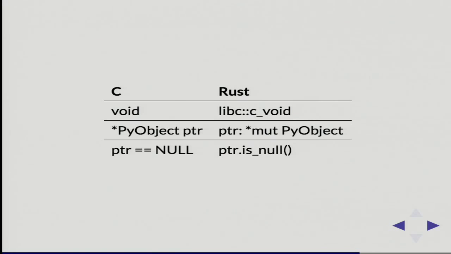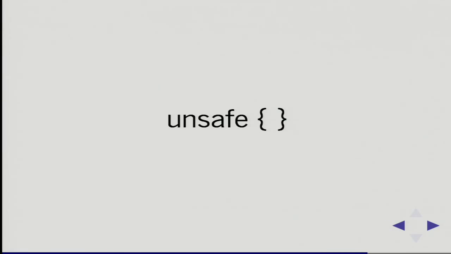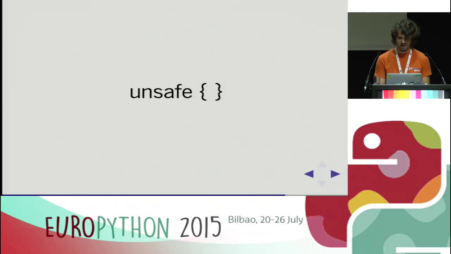For example, c_void is the analog of void, and *mut is a special type that reflects C pointers. And normally there is no null in Rust at all, but to check a raw pointer, we have a special method, is_null. So knowing that, we write our code. Remember one tiny thing, which is important: when you're calling a C function or using a raw pointer, Rust can't guarantee safety anymore. All such expressions should be within an unsafe block.